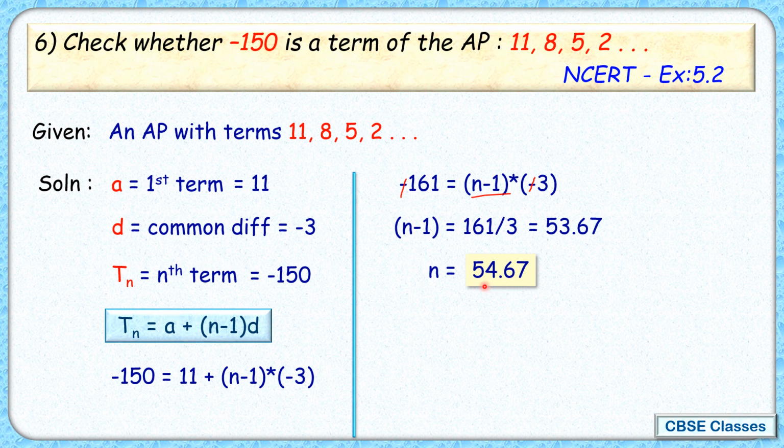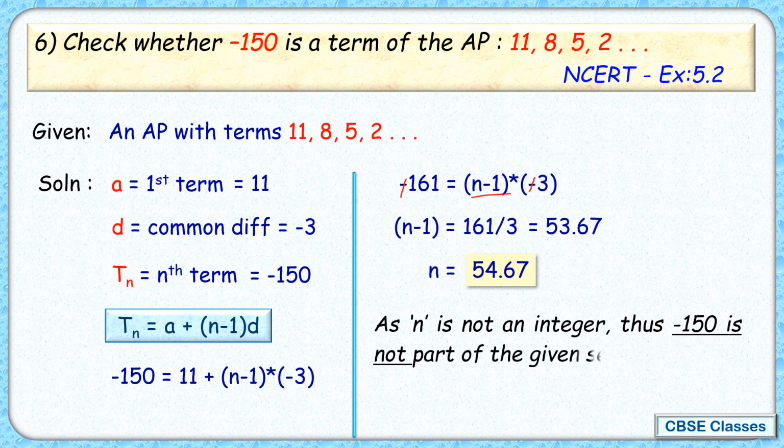Now the point to be noted is n is which term we are talking about. It's either 5th term or 7th term or 54th term. So it will always be the natural number which we are talking about. So n cannot be in decimals, and thus we can say that our assumption that nth term is -150 is wrong, or -150 is not part of the given AP, and that's our answer.